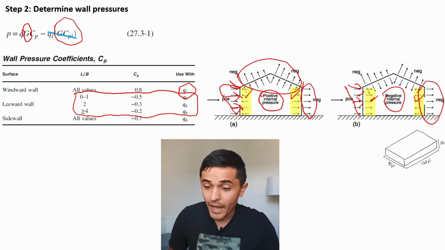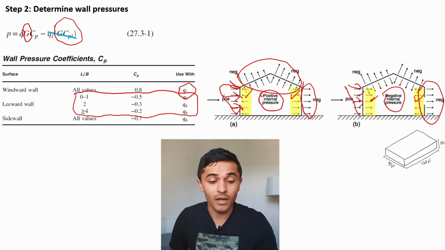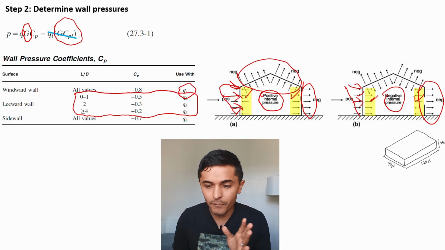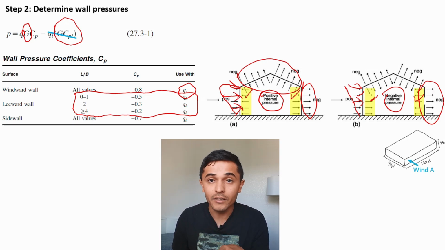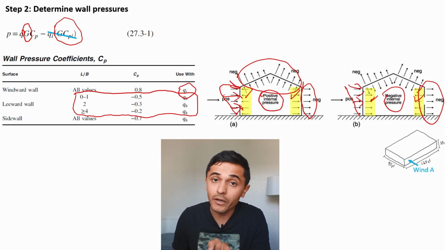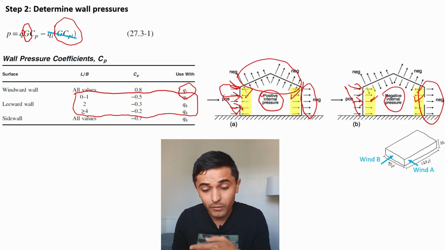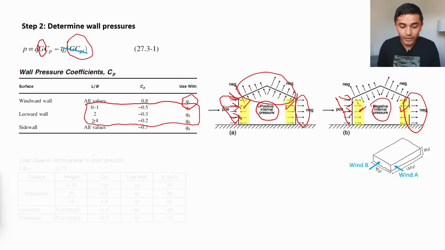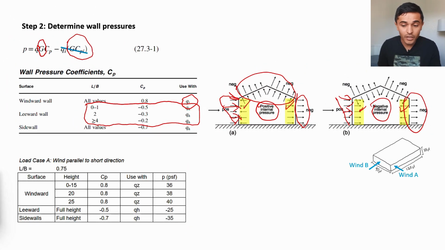So just to recap, this is our building, and I want to introduce here a concept that we've covered before, but I'm going to call it wind A and wind B. Wind A is towards the wind, parallel to the short direction of the building, and then wind B, the wind is parallel to the long direction of the building. And I want to clarify that here so that we can see on the table how this is all organized and how I separated here my coefficient L over B, that's 0.75.